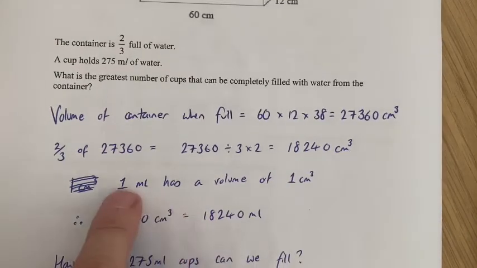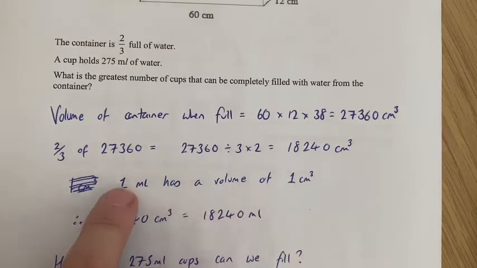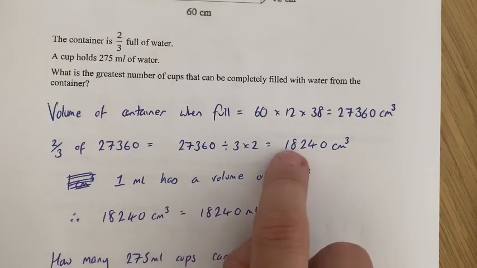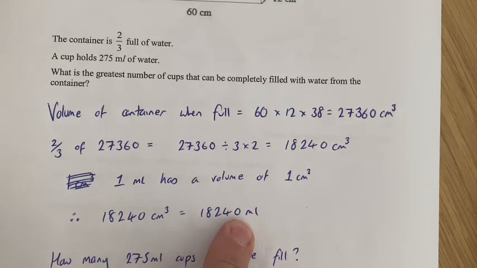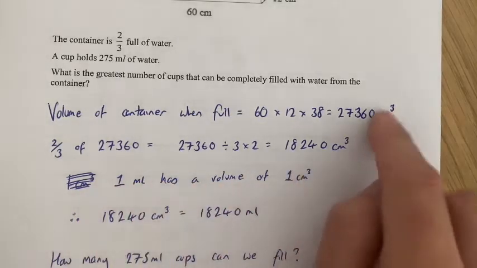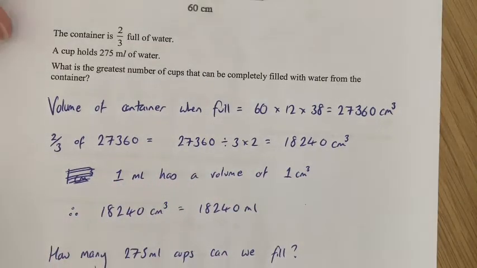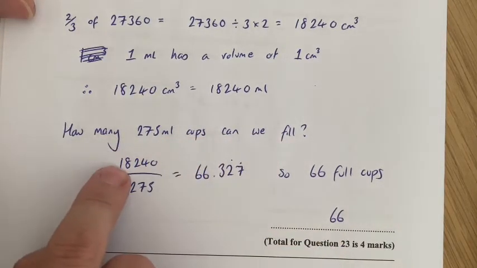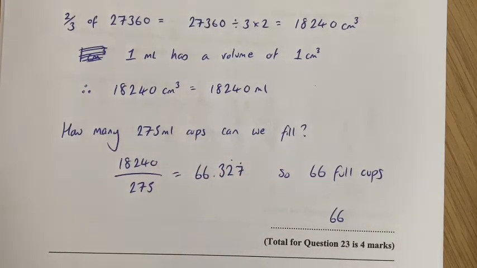And then there's this little fact here that I think many people forget or don't realise: 1 millilitre has a volume of 1 cubic centimetre. So therefore 18,240 cubic centimetres is 18,240 millilitres. Okay, and if you don't know that fact, you can't get any further than this. And it's not difficult because there's no converter, it's just 1 millilitre, 1 cubic centimetre. Okay, so now all we need to know is how many 275 millilitre cups can we fill up? 18,240 divided by 275, 66.327 recurring, so it'll be 66 full cups, because you can't get 67 cups, 66 full cups.